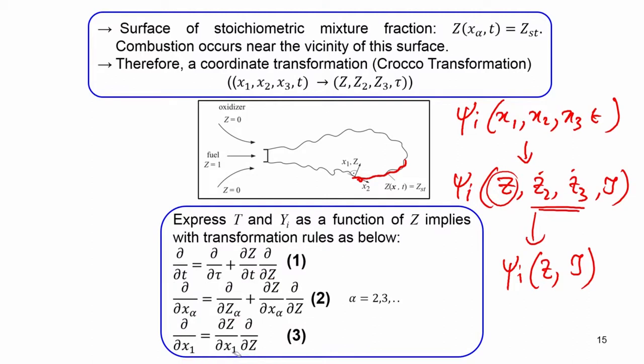The transformations were obtained like this: ∂/∂t is essentially ∂/∂τ plus ∂z/∂t times ∂/∂z. And ∂/∂x_α, for α going from 2 to 3, is essentially ∂/∂z_α plus ∂z/∂x_α times ∂/∂z. And for ∂/∂x_1, the direction perpendicular to x_2 and x_3, which is very important, it is essentially ∂z/∂x_1 times ∂/∂z. Just the way we showed the first transformation, you can do the other transformations also.